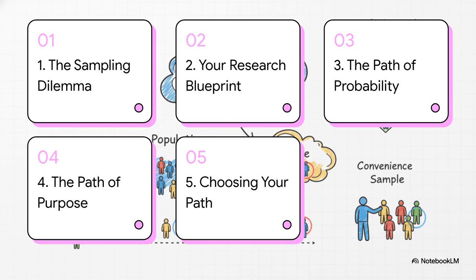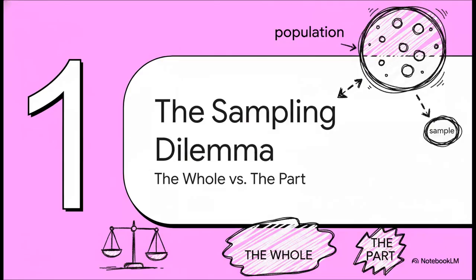All right, so here's what we're going to cover. We'll start with the core problem, then we're going to build the blueprint for your study. After that, we'll check out two totally different ways to sample, and then we'll help you figure out which one's right for you. Okay, first things first, we've got to get our key terms straight.